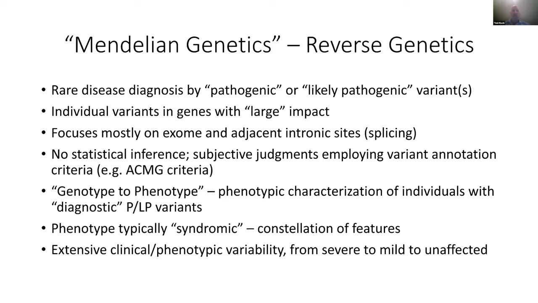It really is a process of genotype to phenotype. So basically, we identify individuals that have pathogenic or likely pathogenic variants, then we're in a position to try to characterize the phenotypic expression related to those variants. Often in Mendelian genetics, the phenotype is syndromic. That is, it's a constellation of multiple features, not just a single one. Another hallmark that we all know from Mendelian genetics is the extensive clinical and phenotypic variability associated with these disorders, ranging from severe to mild to unaffected, even within the same family when you have individuals who have exactly the same genotype.